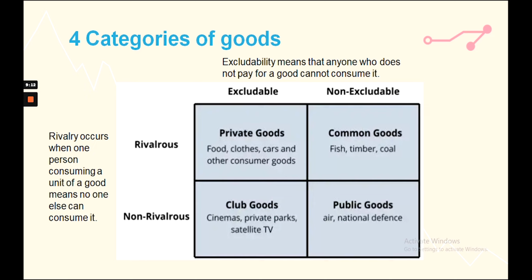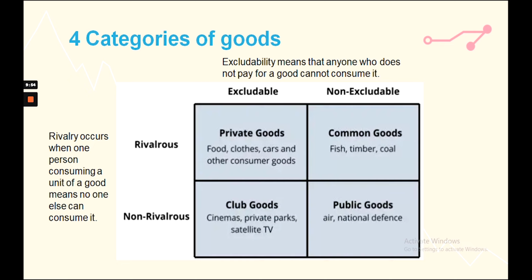But when we talk about rivalry, rivalry occurs when one person has consumed a particular good or service, and another person, even if he pays for it, cannot consume it. Take the same example of a burger: that particular burger is consumed by a consumer who pays for it, and another person will not be able to consume that same burger now. That is the concept of rivalry. So the four categories of goods are decided on the basis of excludability and rivalry. The first category is private goods.